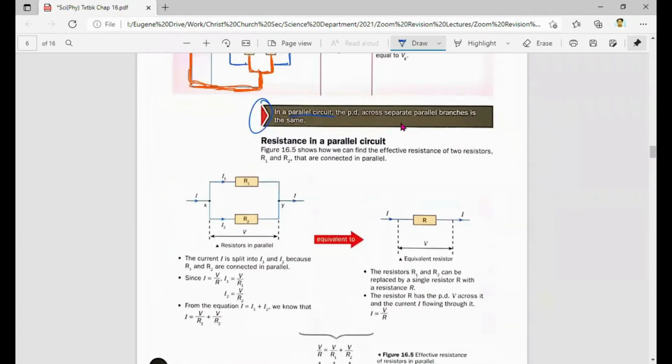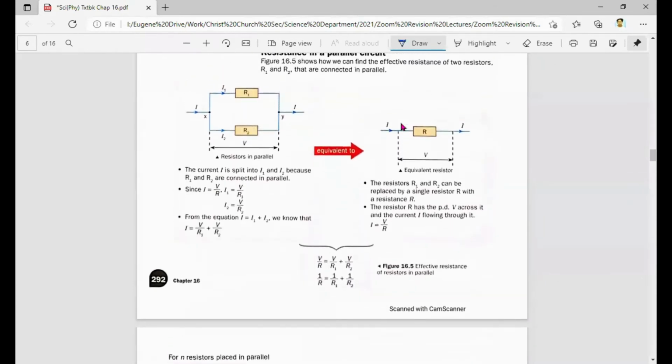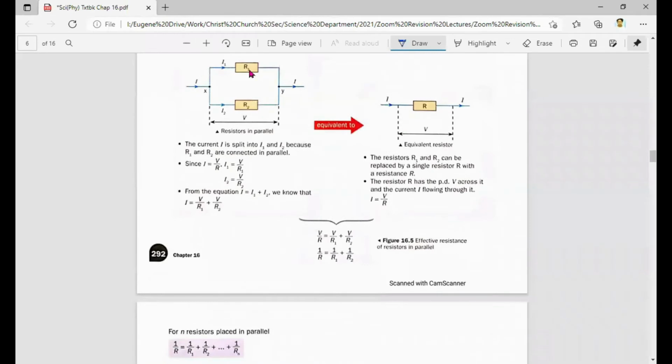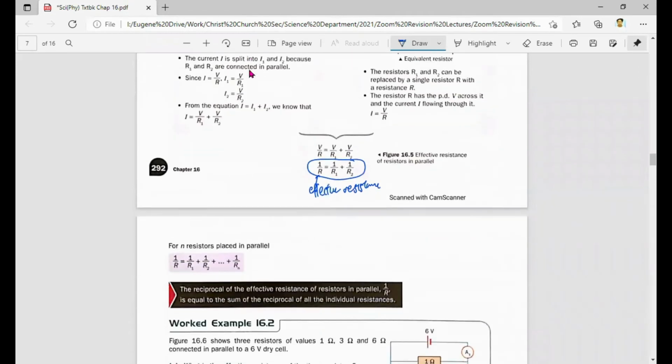Now, how about resistance in a parallel circuit? Okay? So resistance in a parallel circuit is a bit more complicated compared to resistance in a series circuit. To find the effective resistance of resistors in parallel, you need to apply this formula. R, the effective resistance or the total resistance, is equal to 1 over R1 plus 1 over R2. If I have a third one, it's 1 over R3. So therefore, you can simplify into this formula over here.